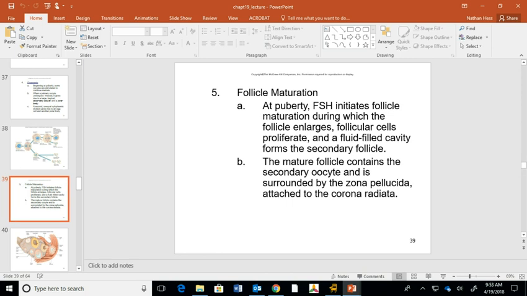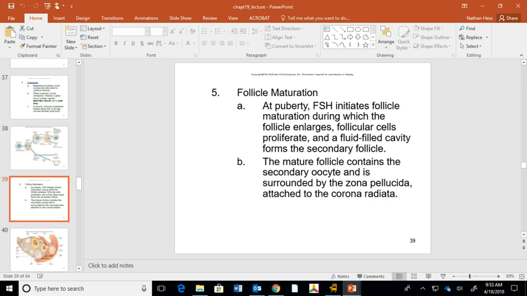So this process of maturation, the process of that follicle being able to release an egg, goes something like this. At puberty, you have follicle-stimulating hormone, FSH, remember it comes from the hypothalamus, pituitary gland, right? It initiates this maturation, which causes the follicle to enlarge. The follicular cells proliferate, in other words, start reproducing, start expanding. And the fluid-filled cavity forms in that secondary follicle. The mature follicle has the actual egg, right?